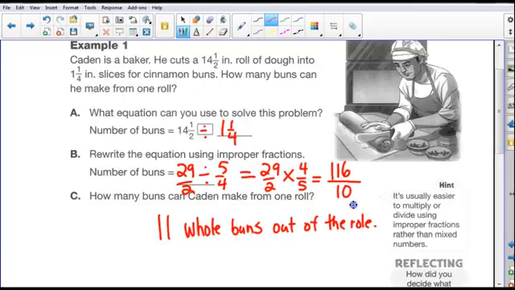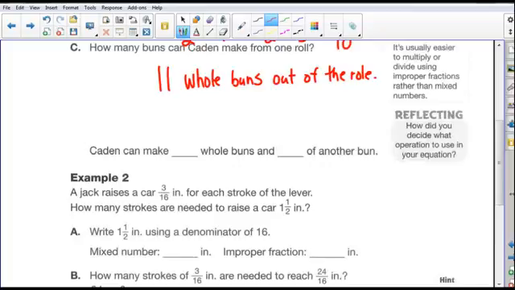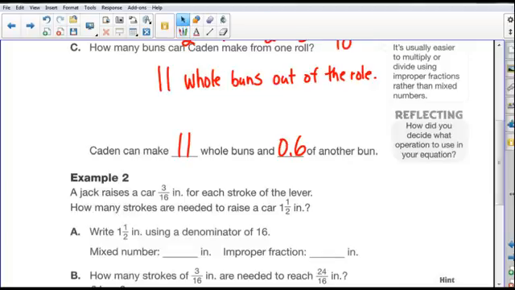And he's going to have a little bit left over that he's probably going to have to do something else with, okay? So we can say Caden's going to make 11 buns, and he's going to have 0.6, or about a little over half of another bun, okay? You guys can go ahead and try example number 2, and then work on the practice.